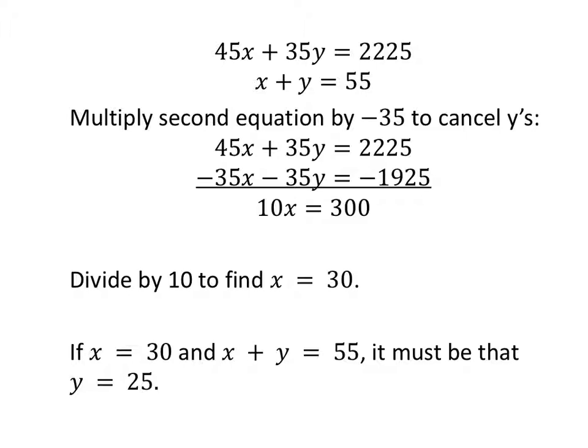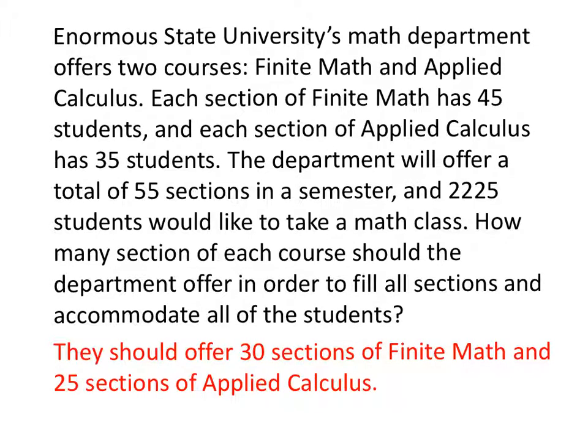Now let's see how that goes with what we have. Well, I know that they should offer 30 sections of finite math because x was the number of sections of finite math, which was 30. y equal 25 was the number of sections of applied calculus, and I'm able to answer the question: how many sections of each course? 30 of finite math and 25 of applied calculus.